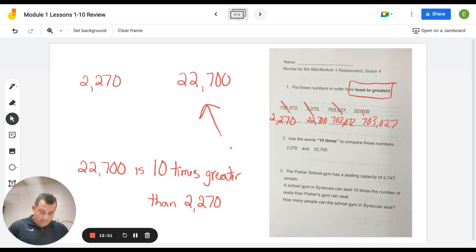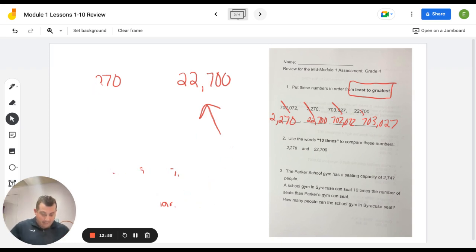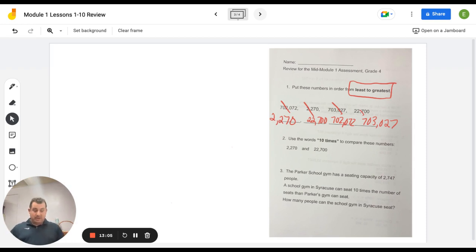Okay, number 3 says the Parker School gym has a seating capacity of 2,747 people. A school gym in Syracuse can seat 10 times the number of seats that the Parker gym can seat. How many people can the school gym in Syracuse seat? We just went over this, okay? 10 times any number that you can think of, just add a 0 to the end of the number.